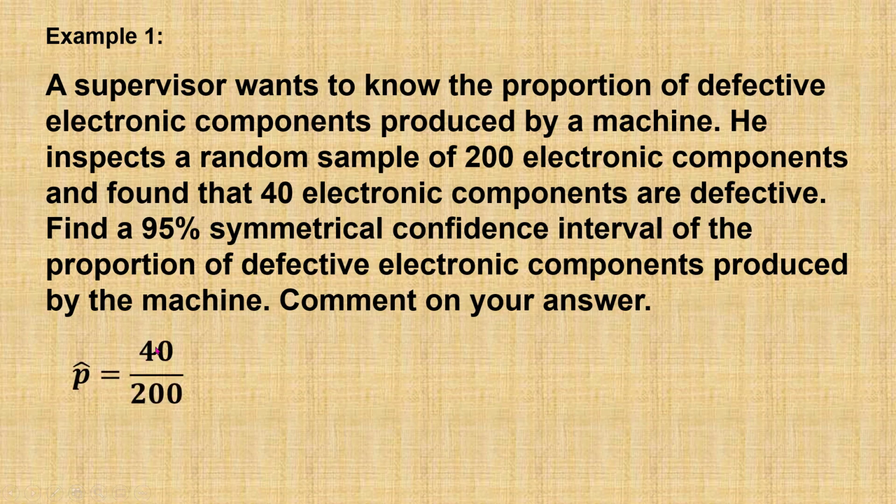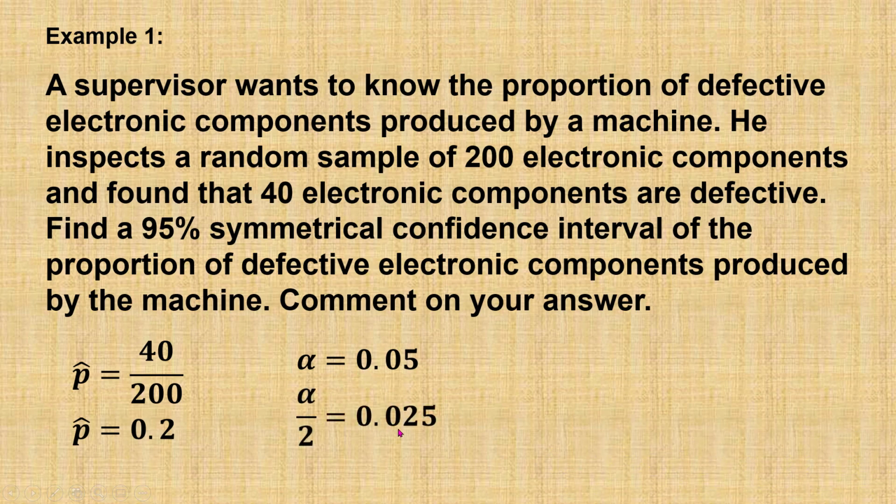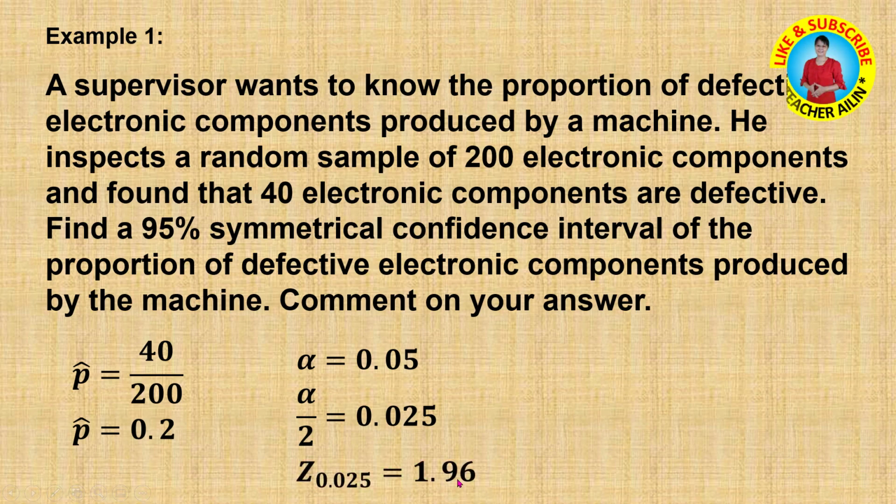p hat is equal to the number of success elements. The number of success elements is the number of electronic components that are defective, so it is equal to 40, and the sample size is 200. So p hat is equal to 0.2. And next, we are going to find the z value. Since the confidence level is 95%, that is 0.95, alpha is equal to 1 minus 0.95, which is 0.05. Alpha over 2 is 0.025. And from the normal table, we find that the z value is 1.96.